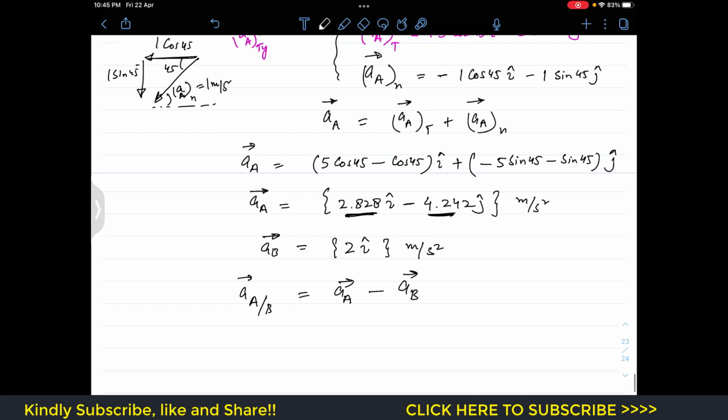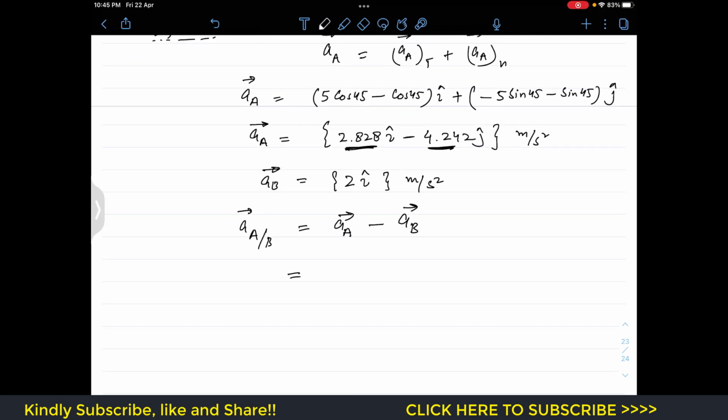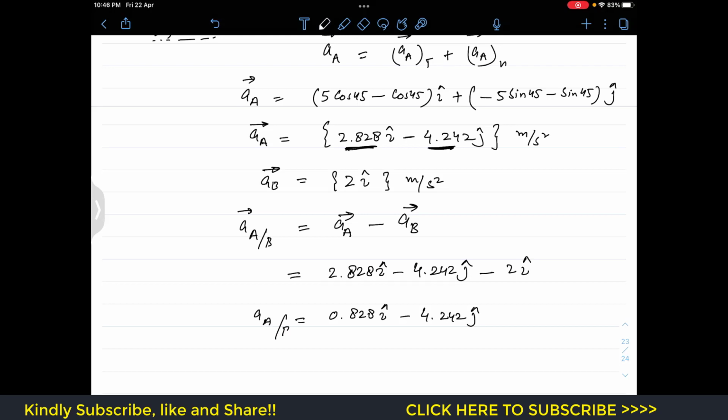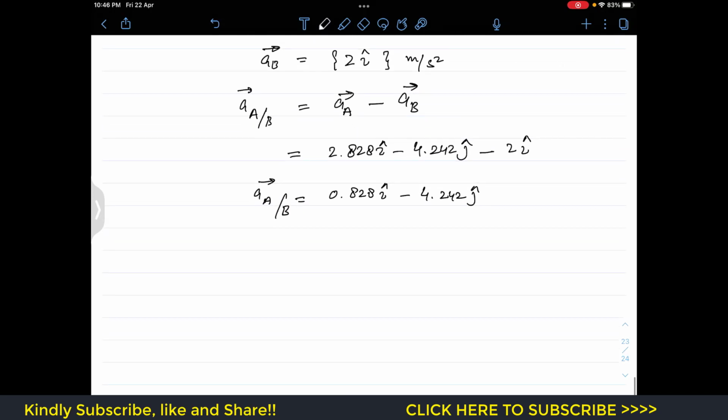Now the relative acceleration of A with respect to B will be equal to the acceleration of A minus the acceleration of B. Now the acceleration of A is this, so we have to write that this is 2.828i minus 4.242j, minus the acceleration of B, which is this. This is 2i. So now we have to subtract the i component from the i component. So this minus this will give us 0.828i minus 4.242j. This is the acceleration of A with respect to B.